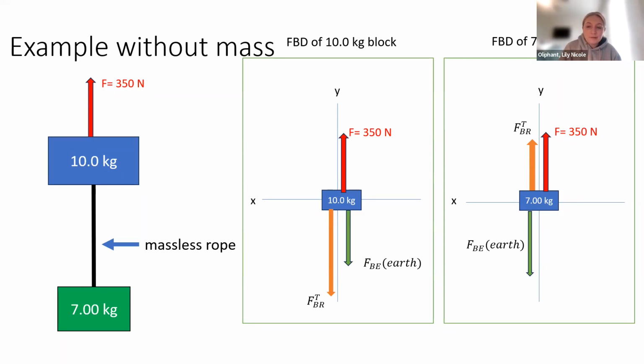The 10 kilogram block free body diagram does not change from the one above. We just do not take into consideration the mass of the rope since it's 0. And so we still have that force of tension pulling down, that normal force pulling upwards and that force of gravity pulling downwards on the 10 kilogram block. And on the 7 kilogram block, we have a force of tension from the rope pulling upwards because that 7 kilogram block is at the bottom of the rope. And then we also have that normal force of 350 newtons pulling upwards, same as the 10 kilogram block, and then that force of gravity pulling downwards.